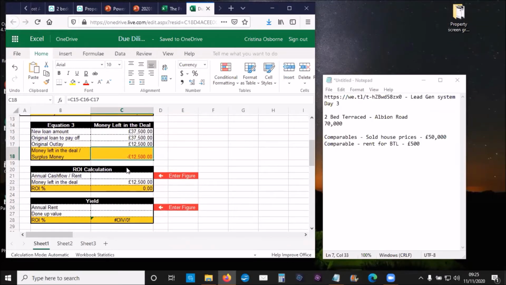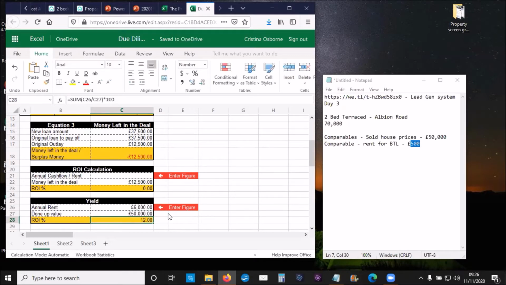Okay, so that is to say our deposit is the money that's left in the deal because we haven't pulled it out. Okay, annual cash flow and rent is gonna be, guys, our rent is £500 a month. Let's not do the ROI for the time being because we haven't worked out the cash flow yet. So annual rent is equal to 500 multiplied by 12 months. So that's £6,000.